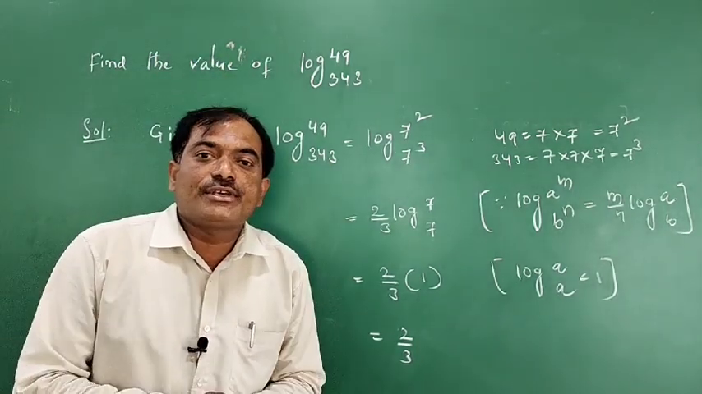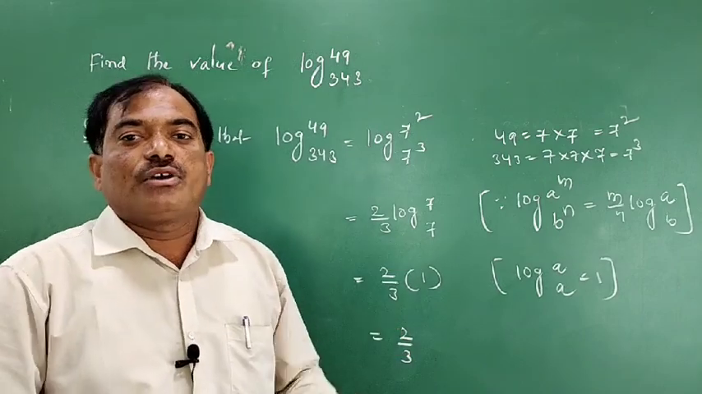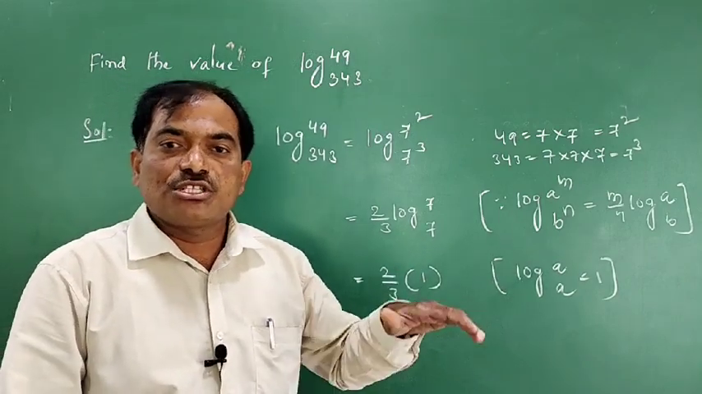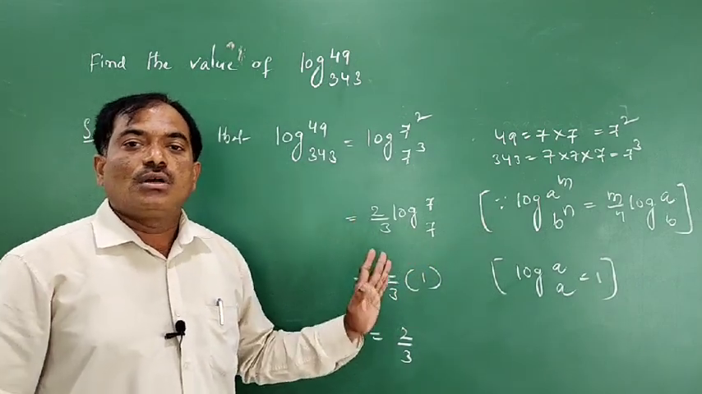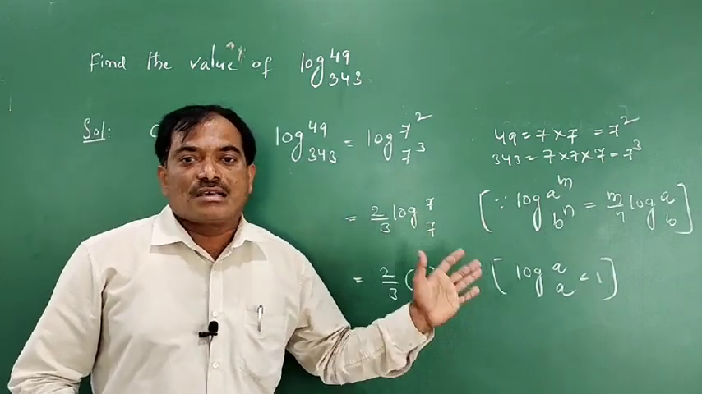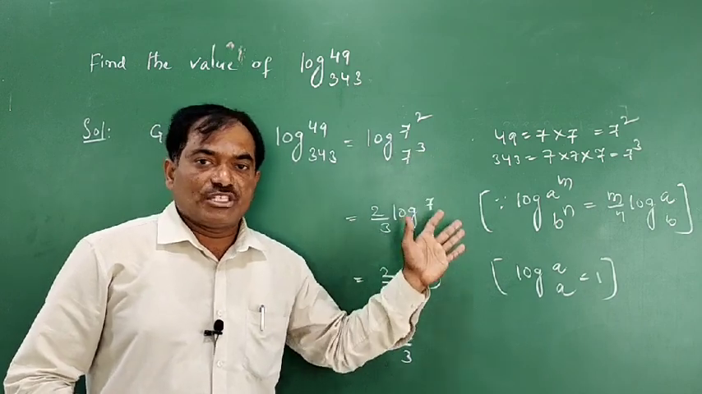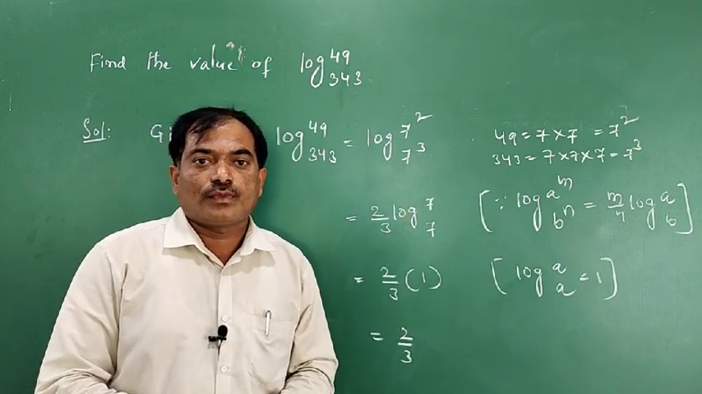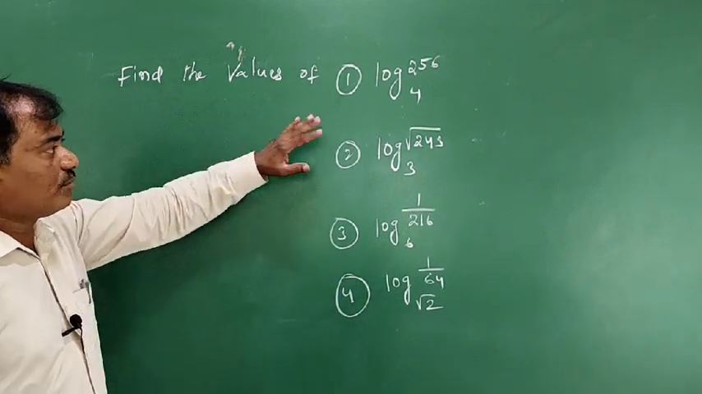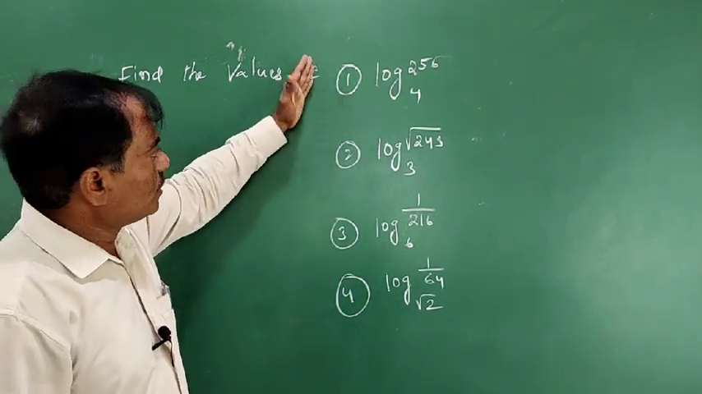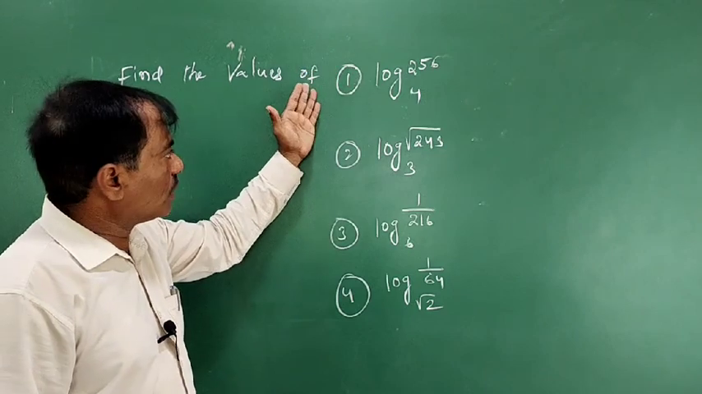So dear students, here we use general properties. We have 7 or 8 properties. By using those properties, we have to find out these kind of logarithmic values. Now I will give assignments based on the previous problems. Students, these are the assignments. I will give 4 assignment problems.